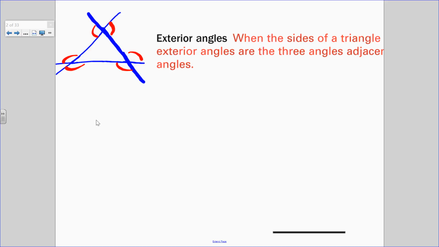These? No, because these are not adjacent to the interior. These would be vertical. This would be adjacent to the interior, and this would be adjacent to the interior. So that's what the definition says. So this exterior angle is adjacent to the interior. Last week we went over interior, and we did that theorem. So those are the exterior angles, the ones I highlighted, because they're adjacent to the interiors.